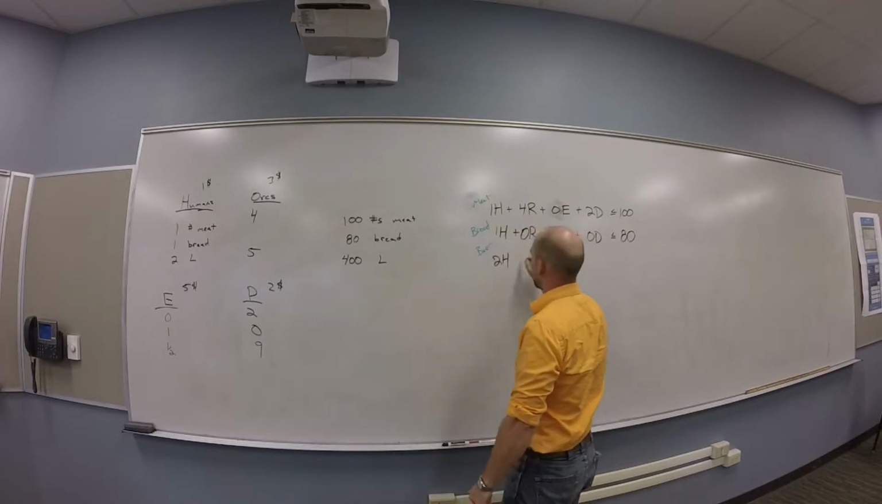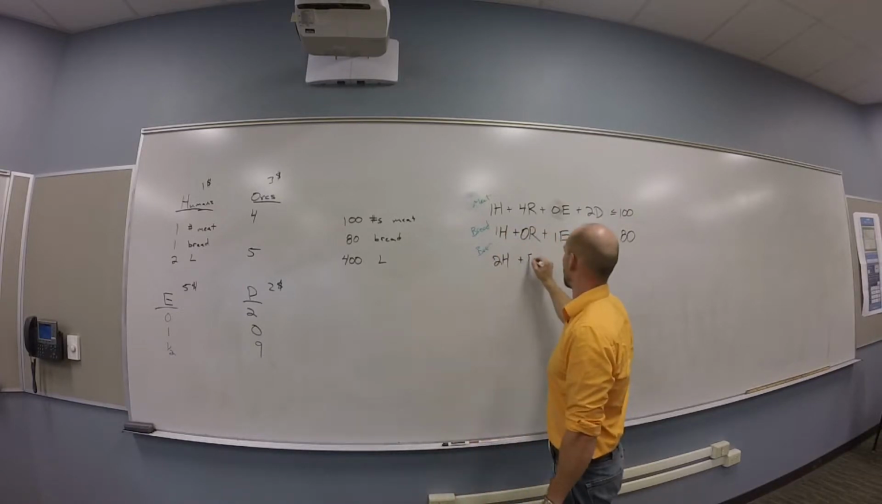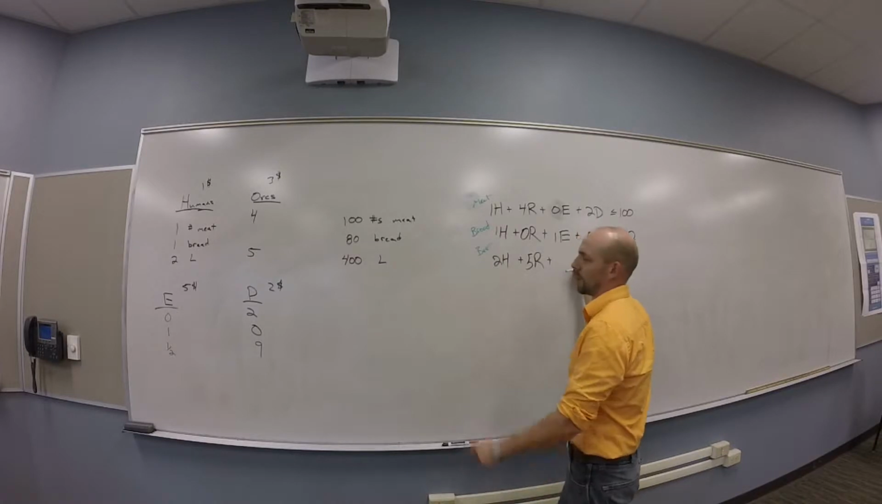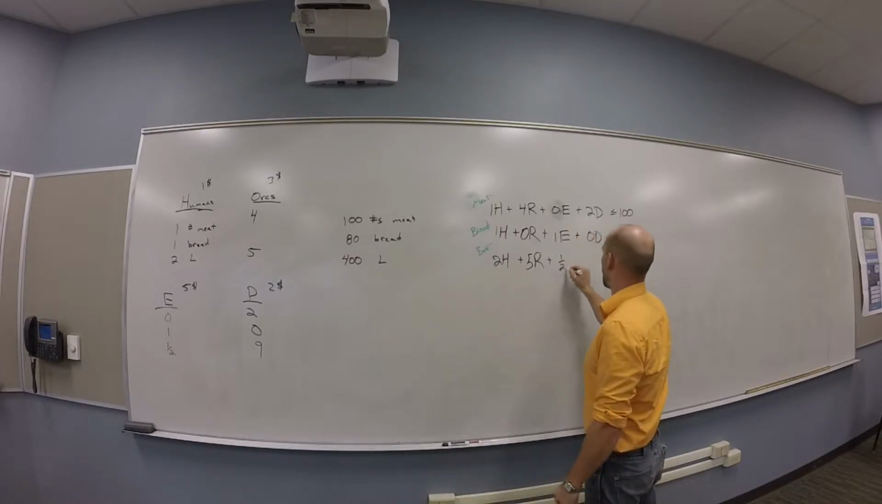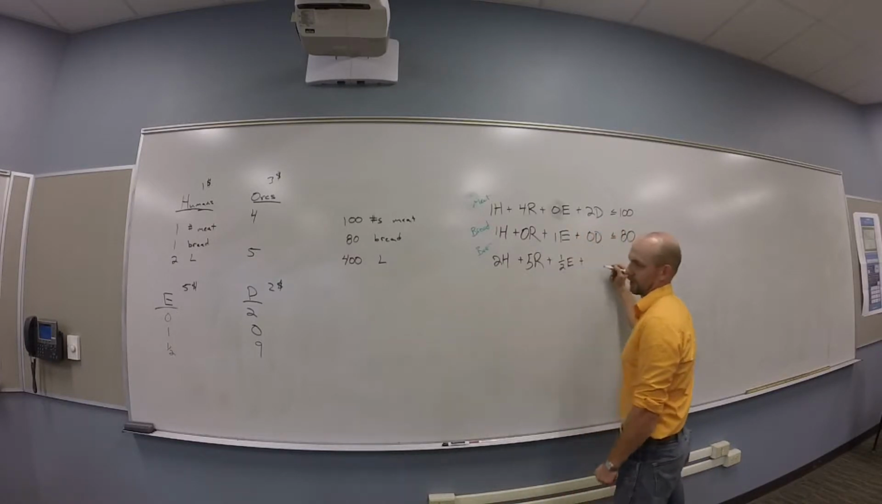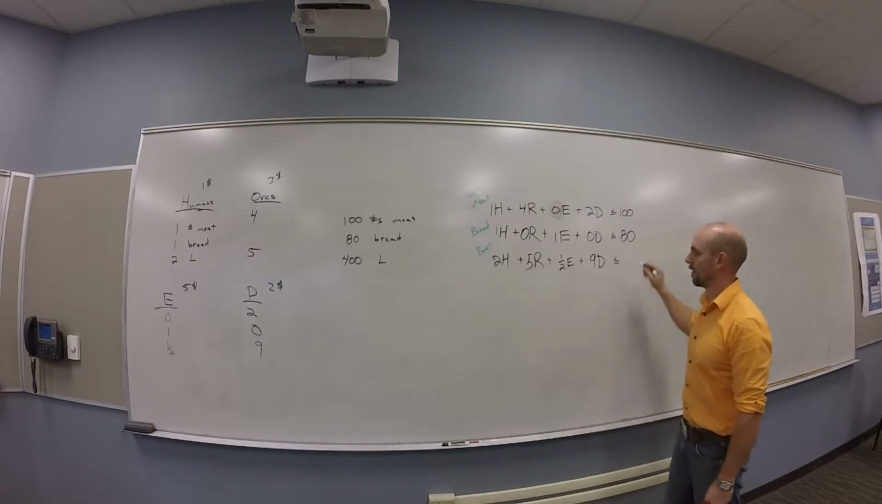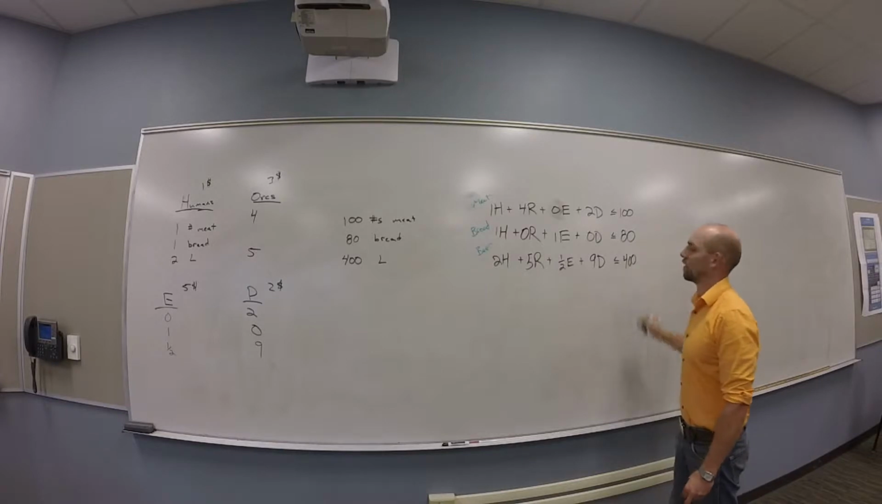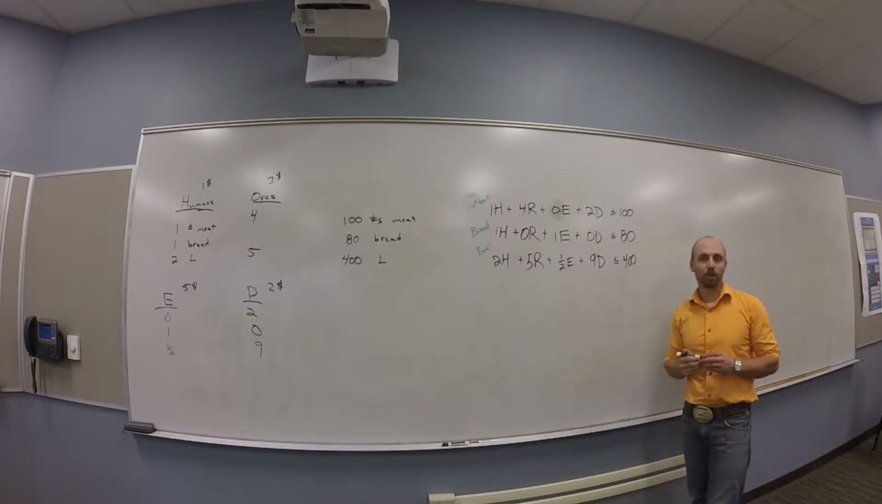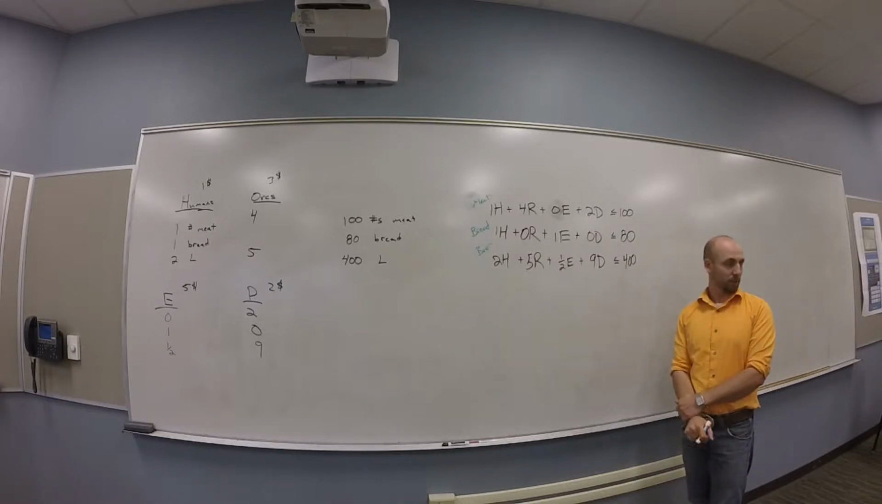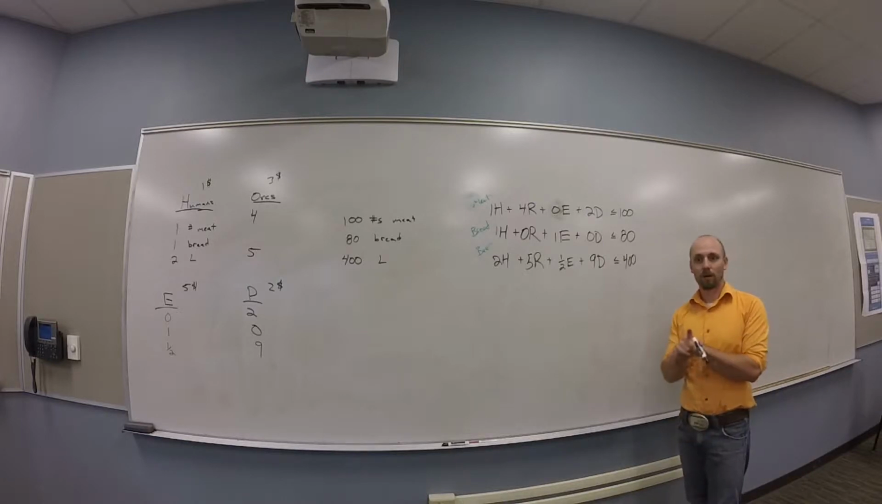And beer: 2H plus 5R plus 1/2E plus 9D is smaller than or equal to 400. You guys cool with this? So those are my constraints. Now what else do I need here? How much gold are you going to make?